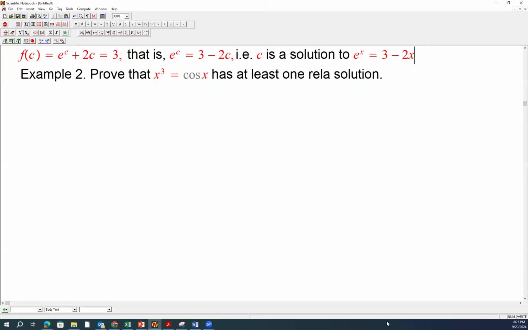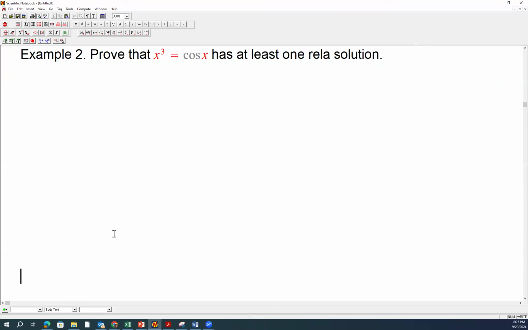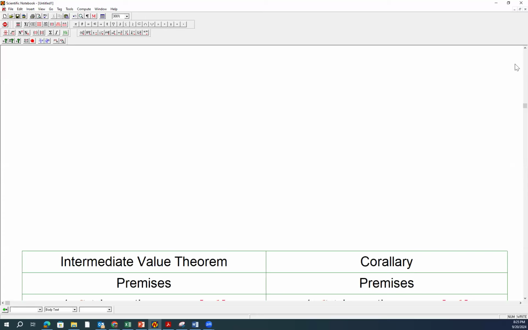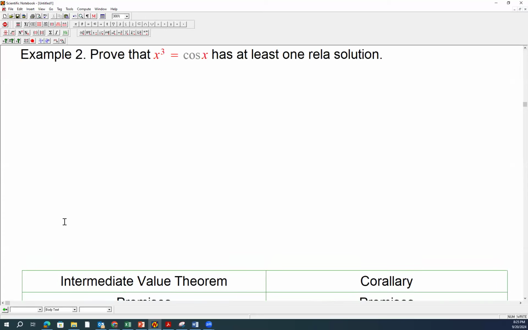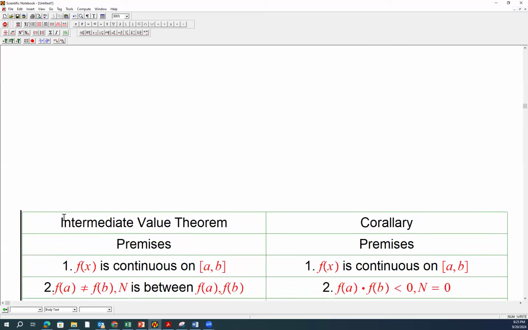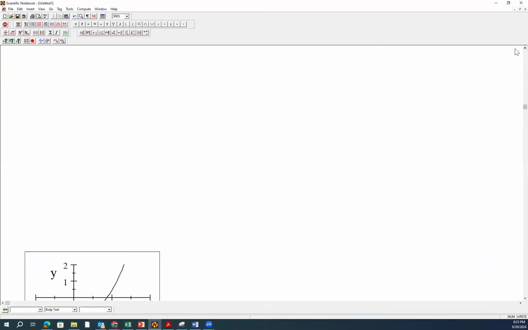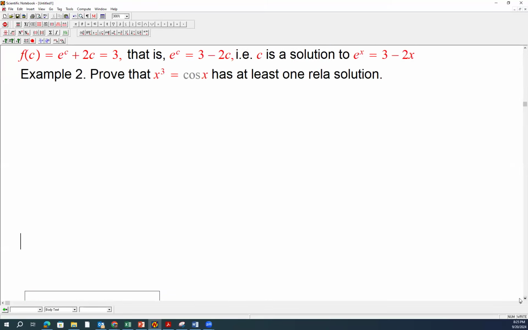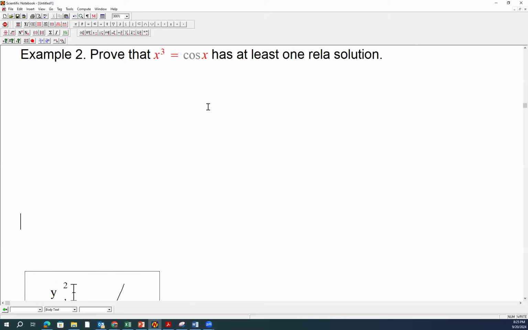What I'm going to do is still put the theorems right underneath, so we can use them whichever way you like. But in this case, we have to create a function. And also, we don't know what interval. Real solution, sorry for the typo.